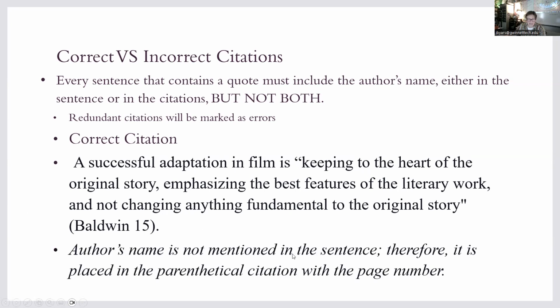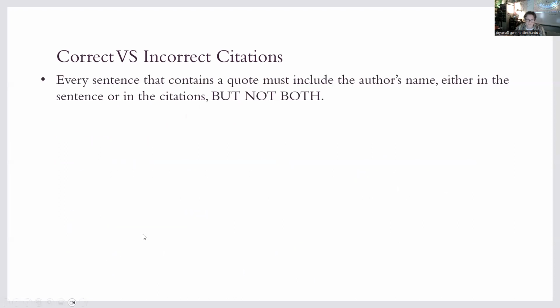The author's name is not mentioned in the sentence. Therefore, it is placed in the parenthetical citation with the page number. See this? Now look, y'all, if you are quoting an essay published online, you won't have page numbers, okay? I doubt many of you are reading film criticism books, but in the case you are, you use a page number.